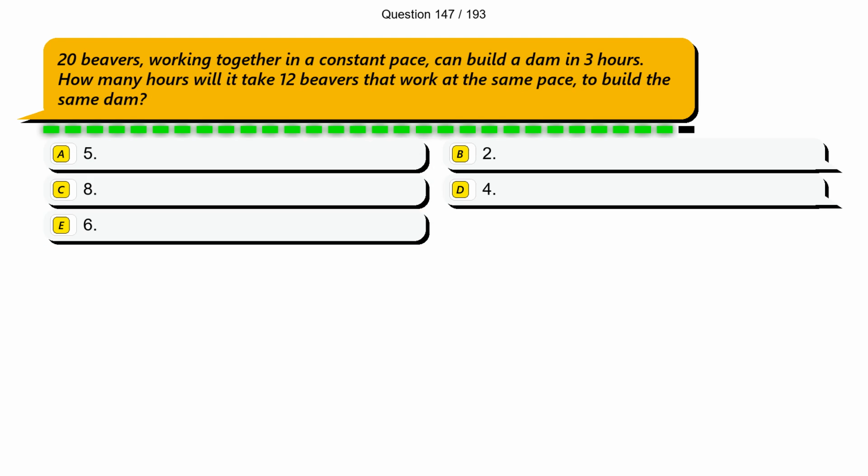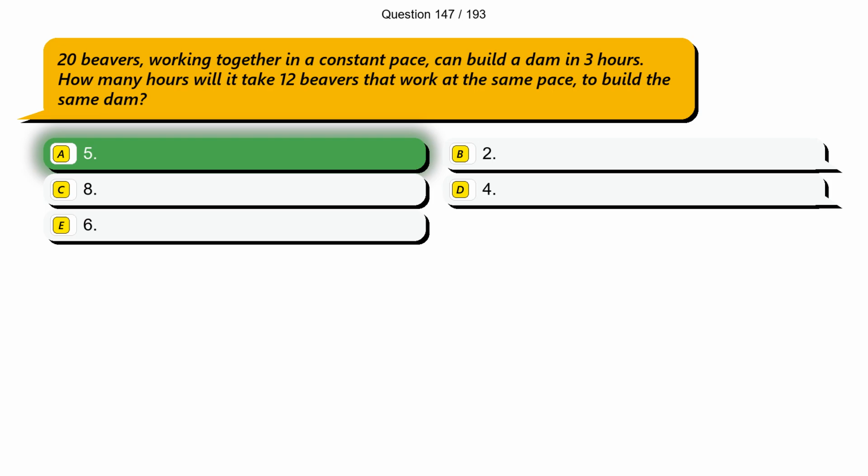Question 147. 20 beavers, working together at a constant pace, can build a dam in 3 hours. How many hours will it take 12 beavers that work at the same pace to build the same dam? Option A 5, option B 2, option C 8, option D 4, option E 6.